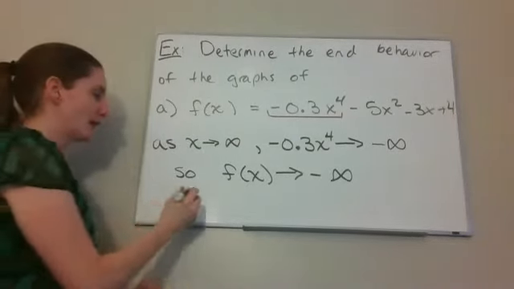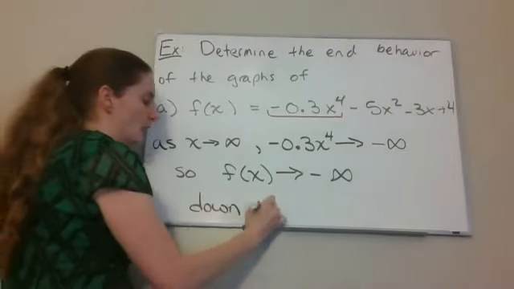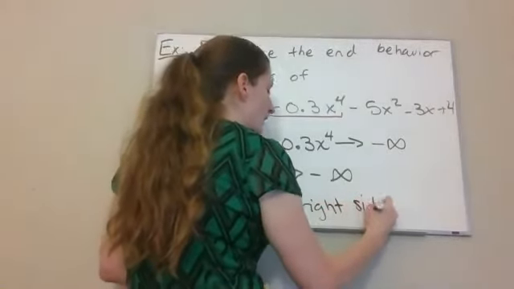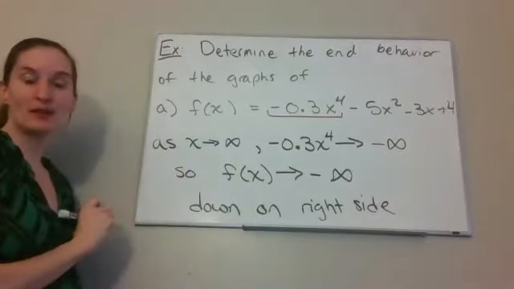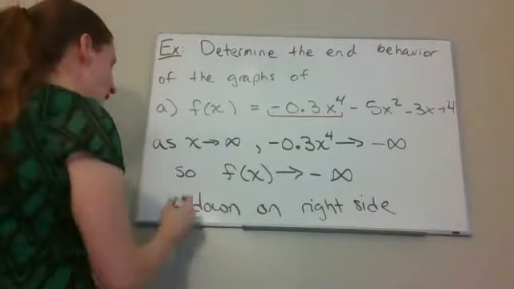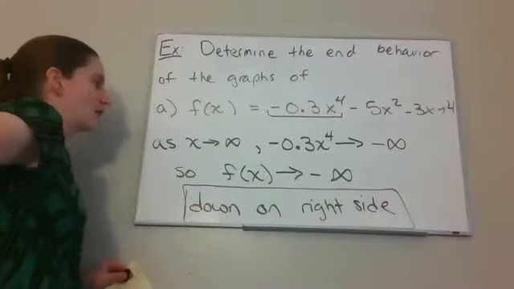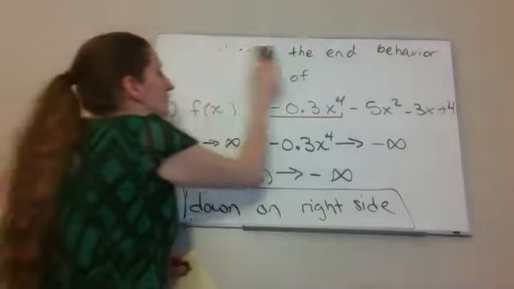All that this means is that the graph is going down on the right side. I know it's the right side because I had x going to all of our positive numbers. So the graph is going down on the right side. And now we just have to see what happens on the left side of the graph.